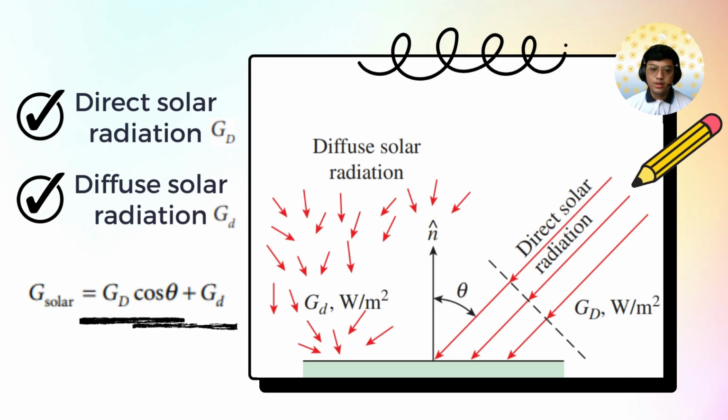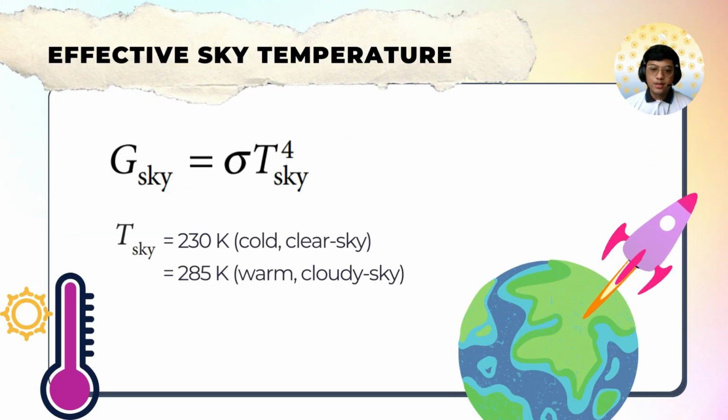Then the total solar energy incident on the area of a horizontal surface on the ground, G sub solar, is equal to the direct solar radiation times cosine theta plus diffuse solar radiation, where theta is the angle of incidence of direct solar radiation. The diffuse radiation varies from about 10% of the total radiation on a clear day to nearly 100% on a totally cloudy day. It is found convenient in radiation calculations to treat the atmosphere as a black body at some lower fictitious temperature that emits an equivalent amount of radiation energy.